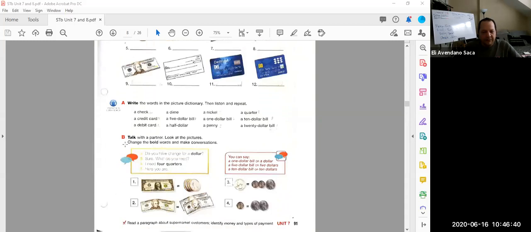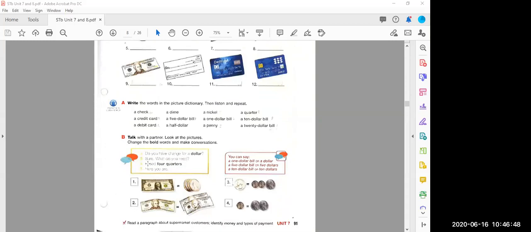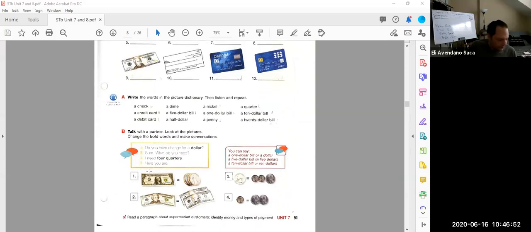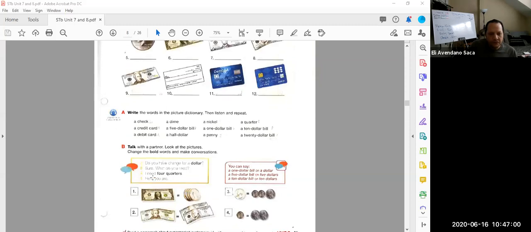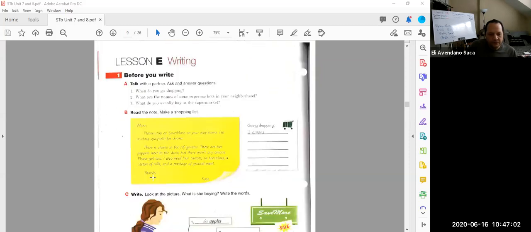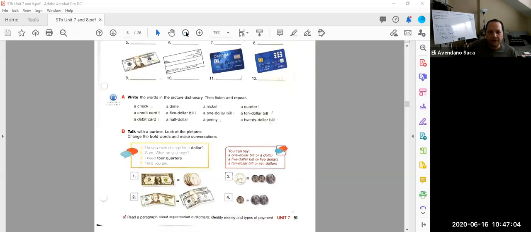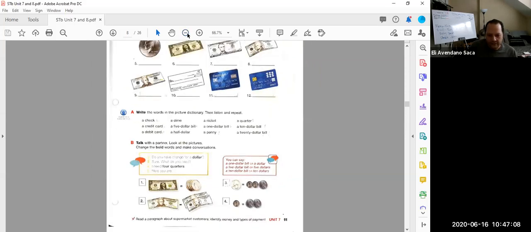So now it says, look at the picture, change the bold words and make conversations, okay? So we're gonna have, do you have change for a dollar? Sure, what do you need? I need 4 quarters. Here you are, all right? And then we have number two, that you have another change.